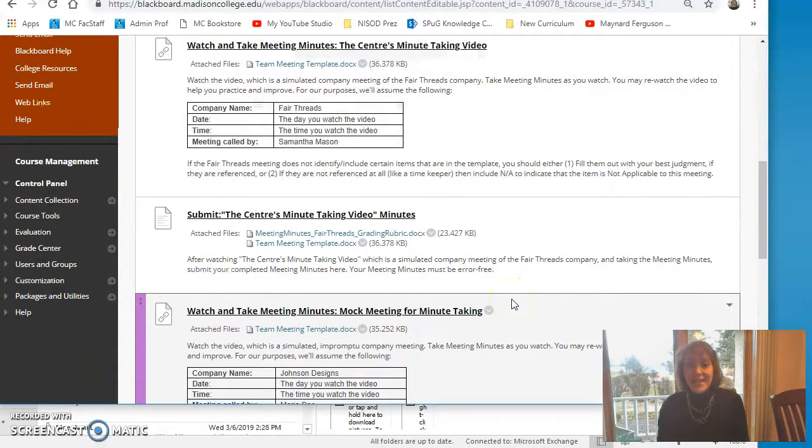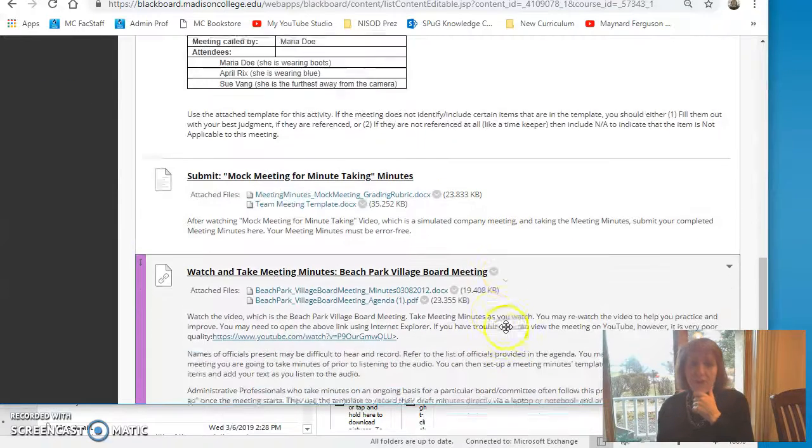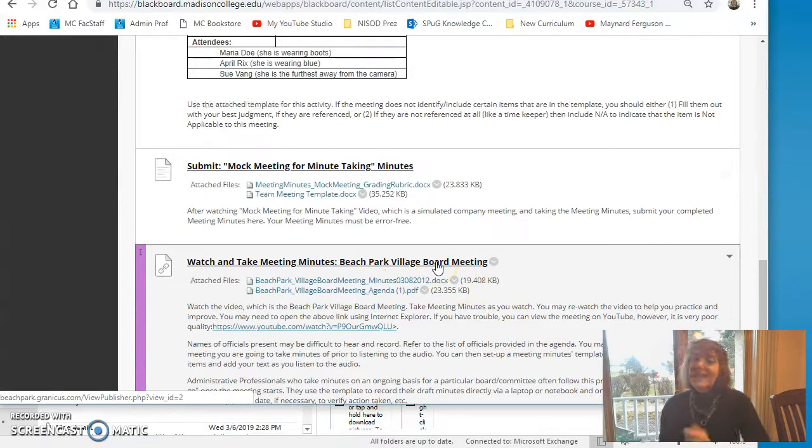Get that practice in. Because when you come to the third one, where's my third one? Where it's the village board, this is the real deal. This is a real meeting, and this is what meetings are like. It's hard to hear sometimes. People are using language that you're not familiar with. It's long and convoluted.